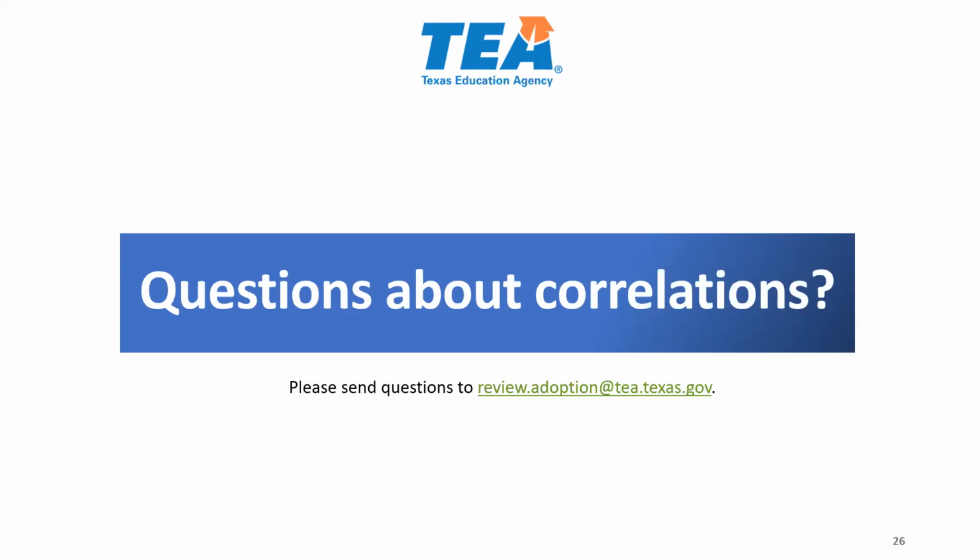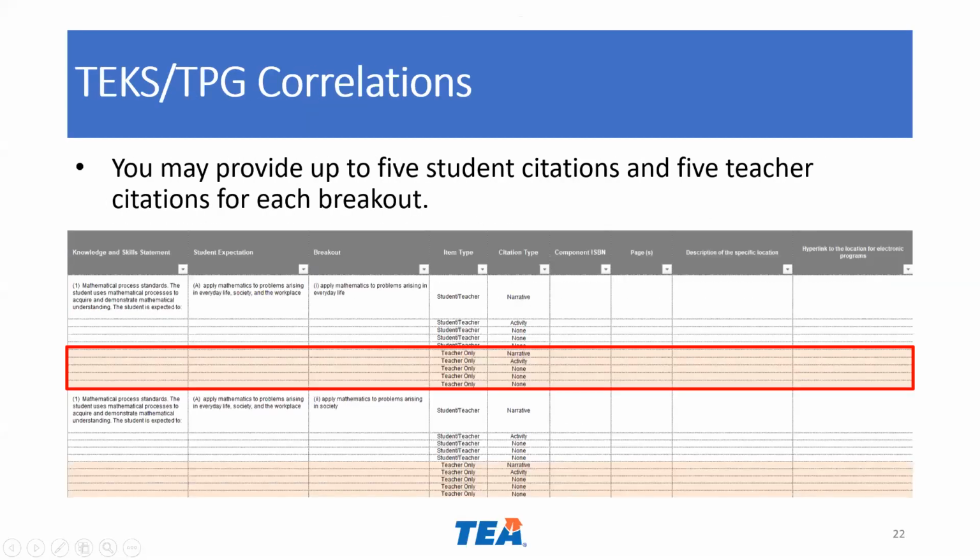Melissa, am I missing any questions? I think give me 1 second. Can you clarify the page number column in the TEK standard correlation spreadsheet? Is that to be used, for example, if we have a teacher guide that covers multiple standards to identify which page addresses the standard?